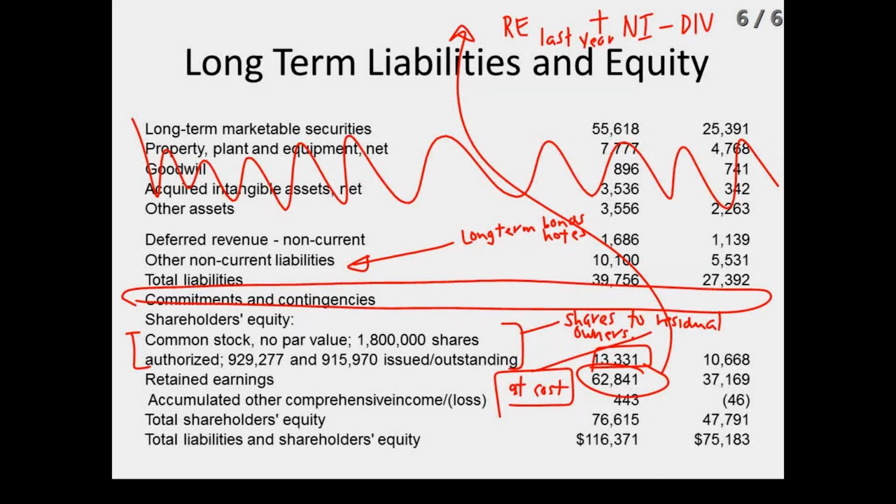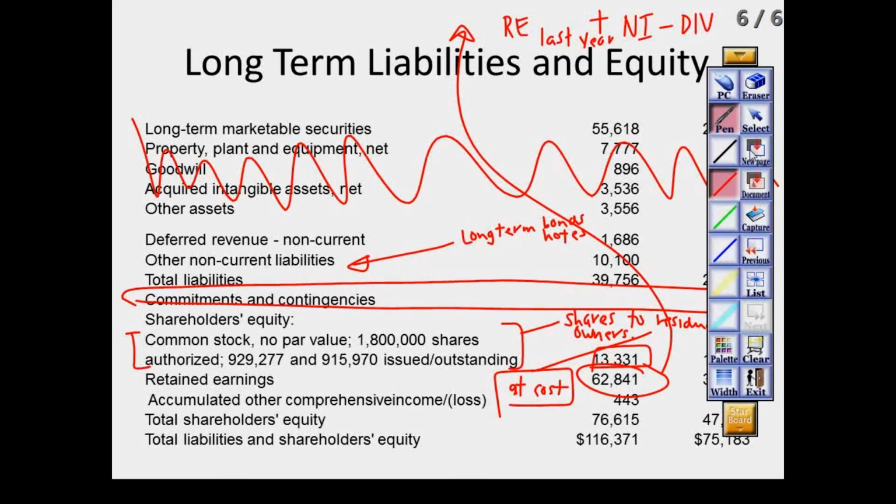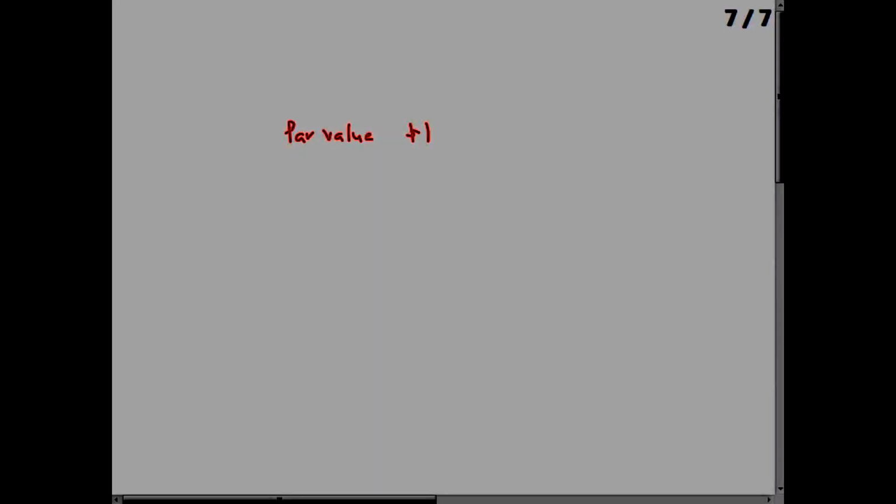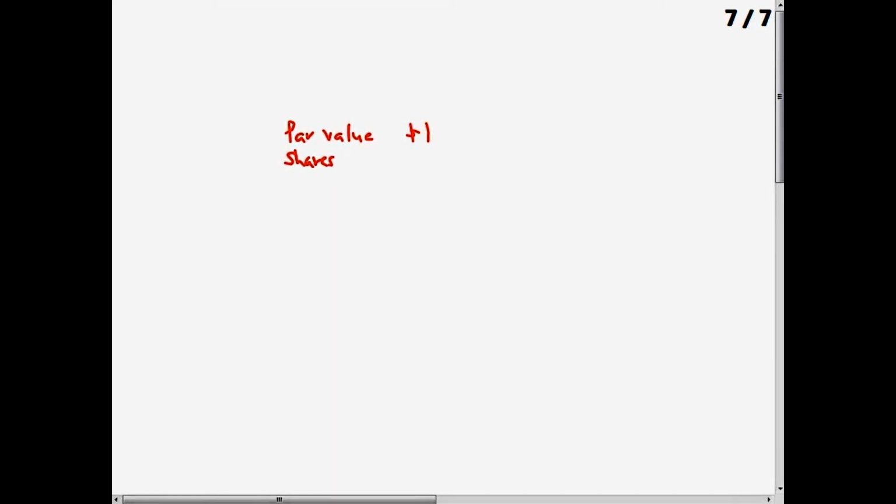For Apple, they have what's called no par value stock. Sometimes companies' stock has a par value. The par value doesn't have any meaning in terms of how much was contributed, okay? But it does. So let's say we have a company that has a par value of $1, and they have 10,000 shares outstanding.